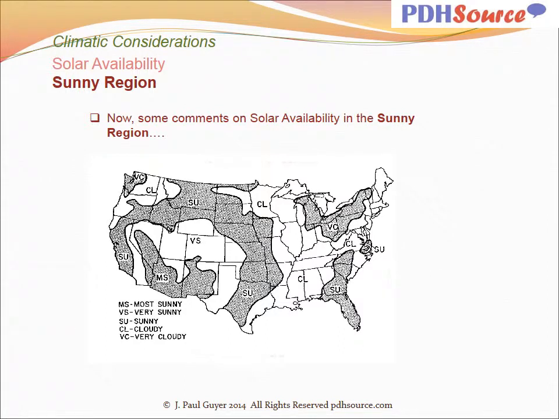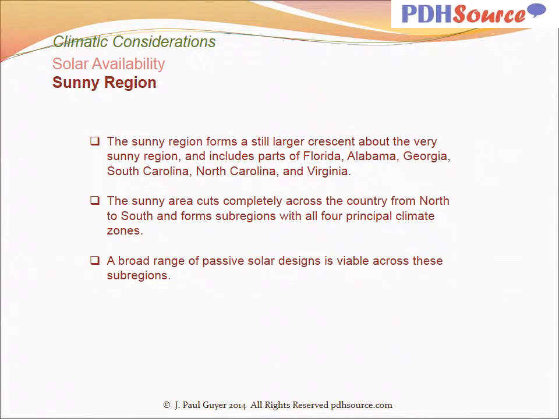Now some comments on solar availability in the sunny region. The sunny region forms a still larger crescent about the very sunny region. It includes parts of Florida, Alabama, Georgia, South Carolina, North Carolina, and Virginia. The sunny area cuts completely across the country from north to south and forms subregions with all four principal climate zones. A broad range of passive solar designs is viable across these subregions.